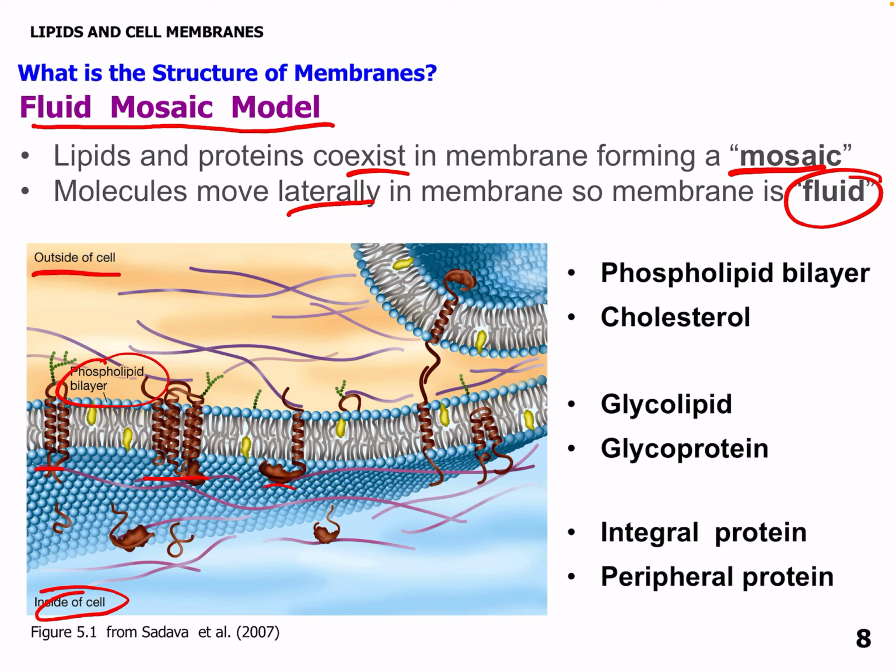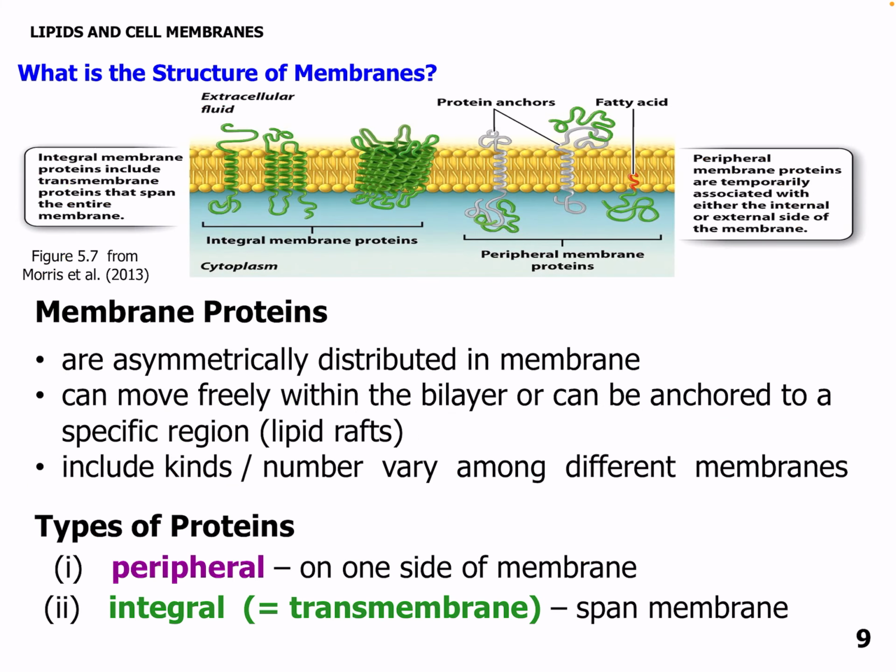So you can see here we have a phospholipid bilayer, we have our cholesterol molecules, we have glycolipids, glycoprotein, integral proteins and peripheral proteins. As we said, these membranes are full of proteins, either receptors or proteins anchored to the cell. Here we can see integral membrane proteins, which include transmembrane proteins that span the entire membrane. They go from the top to the bottom.